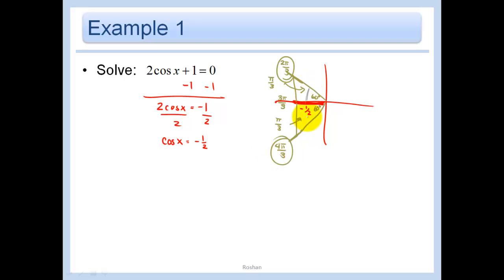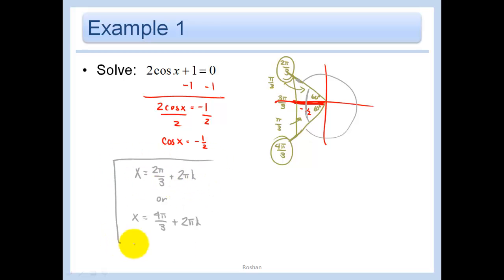Well, we don't have equal spacing here versus here. So all we can do in getting our general solution is x equals, let's start at 2 pi over 3 first, plus 2 pi k, or then let's start at 4 pi over 3, plus 2 pi k. Again, because I want to land here again, land here again, land here again. So that's what the 2 pi k is for.